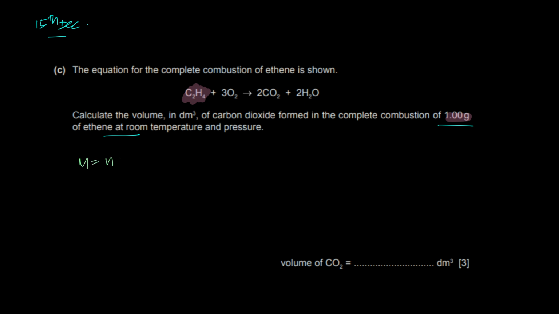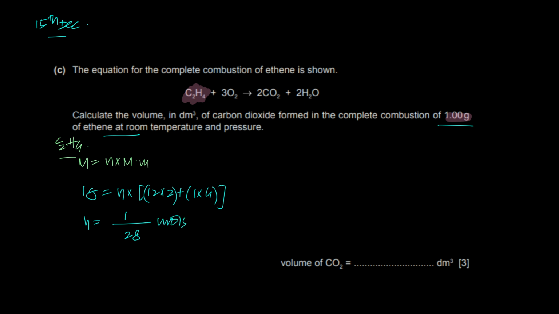Moles equal mass divided by molar mass. What am I doing? I'm figuring out the moles of ethene, C2H4, by the way, sorry. So 1 gram is the mass. Moles I need to calculate. Molar mass of ethene is what? 12 times 2 plus 1 times 4. What do you get? 24 plus 4 is 28. 1 divided by 28 moles. I'm not going to simplify it even. I'll just write it like this. These are the moles of ethene.